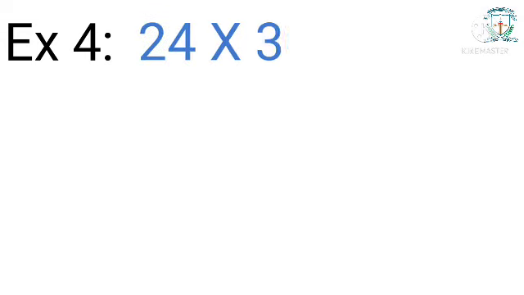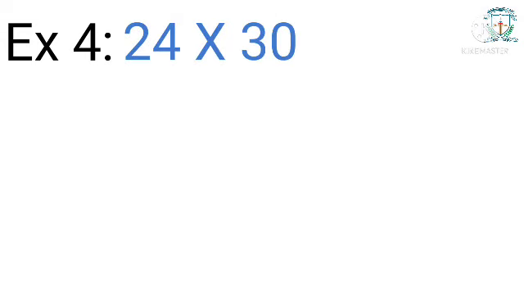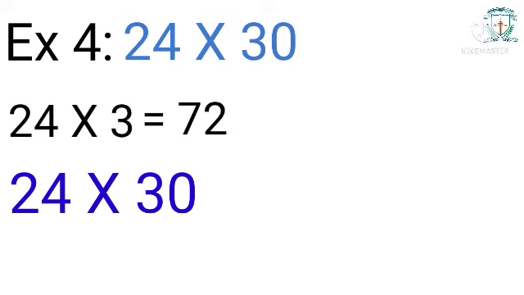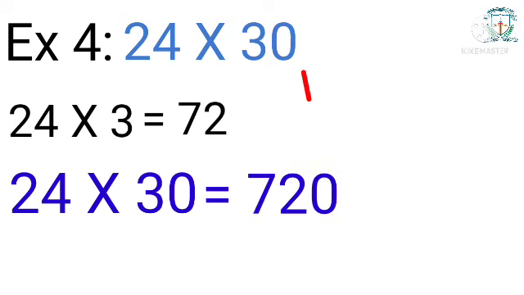If we have 24 multiply with 30, first we shall multiply 24 by 3. That is, 24 multiply with 3, we get the product as 72. Then put as many zeros as there are in the multiplier. That is, 24 multiply with 30. There is 1 zero with the multiplier. So we write that 0 in the extreme right of the product. So the product obtained here is 720.